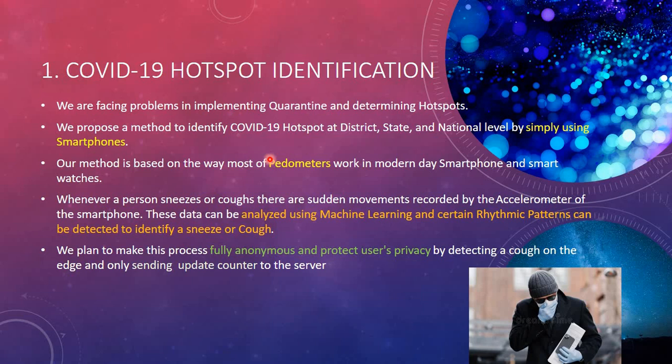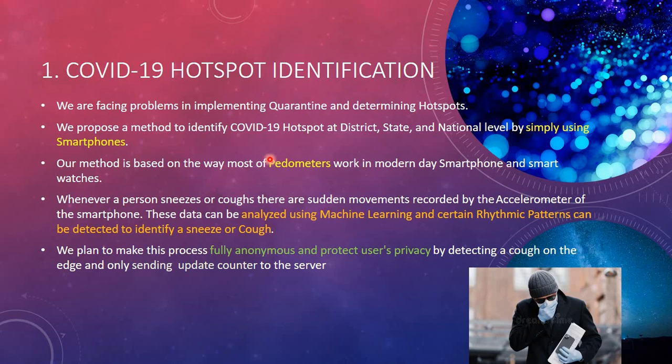First problem, we are all aware that we are facing problems in implementing quarantines, and there has been a rapid increase in the number of infection rates. Obviously, this can be solved by determining hotspots and putting them under structured quarantines. So we propose to identify COVID-19 hotspots at district, state, and national level by simply using the smartphones, which each one of us generally has these days.